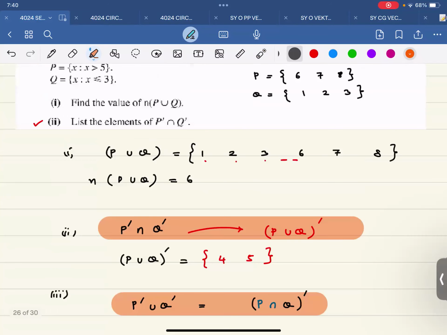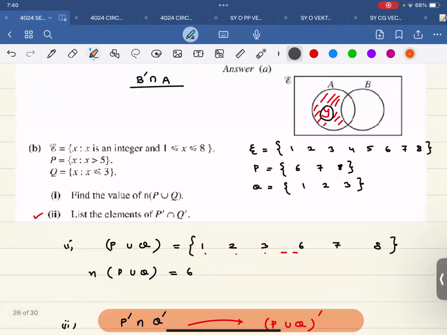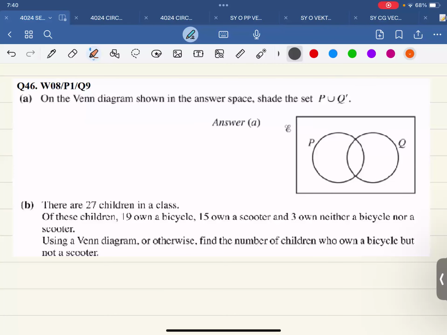It's the same kind of question like before. On the Venn diagram shown in the answer space, shade P union Q complement. So this is Q. Q complement is this and this, but we are unionizing with P. So if we are unionizing with P, let me make this thicker. So we will include this thing. We will also include the outside because we are unionizing with P. So P union Q complement.